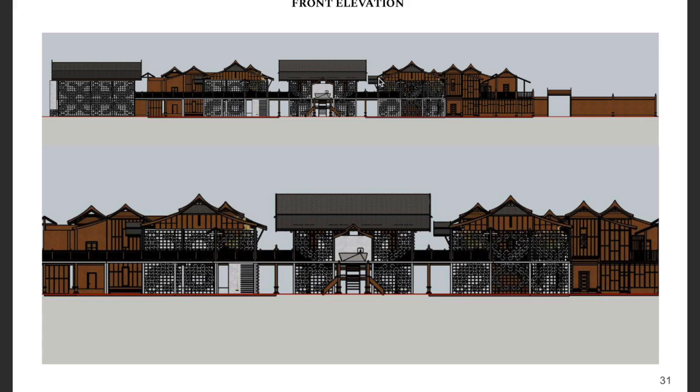So this is the reception lobby, and then this will be the public library. This one will be the restaurant underneath and also the cafe on the upper floor. This is actually the workshop.